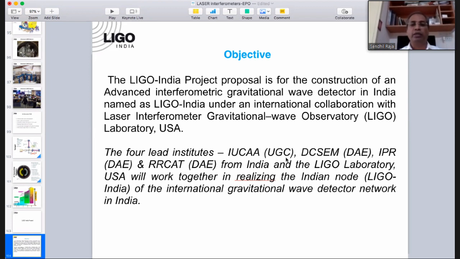This will be a detector that we jointly build, with the interferometer key components being contributed by LIGO US and us contributing the site and the required project activity to build an interferometer observatory using components identical to the LIGO detectors in the US at Hanford and Livingston. The 4 institutes spearheading this at this point are IUCAA from UGC, and GCSEM, IPR, and RRCAT from DAE. They are called the LIGO-India partners, along with LIGO US. They are responsible for realizing the Indian node of the international gravitational wave network.